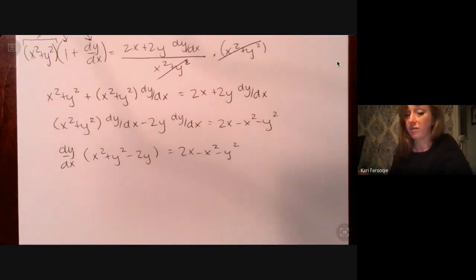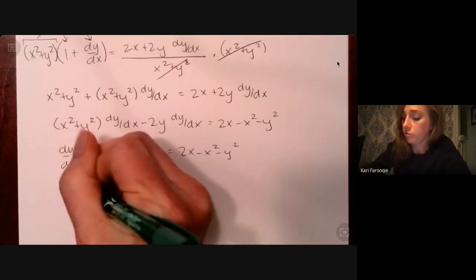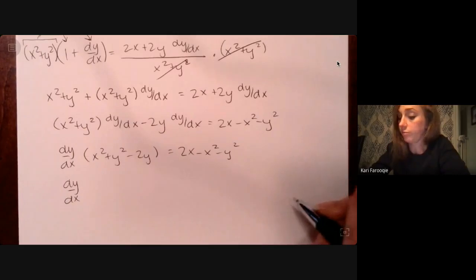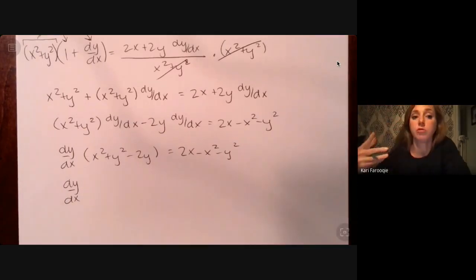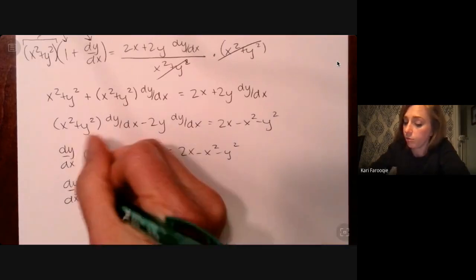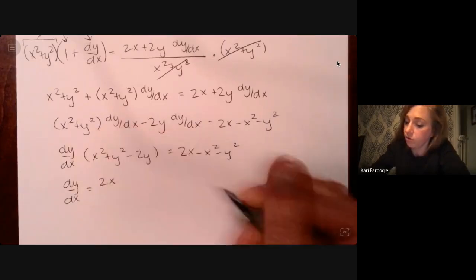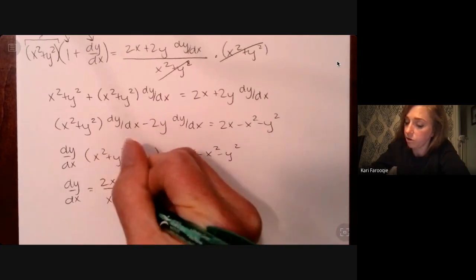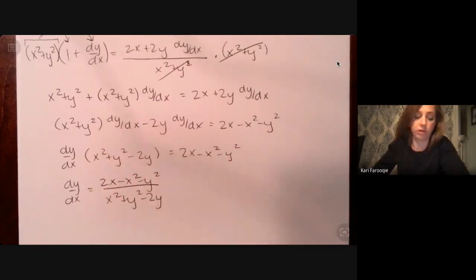And you saw that we had a lot of options in this problem. So I just never want you to think that for these implicit derivatives, everyone's are going to look the same. There are just a lot of things that you could do differently that's going to make your derivative look a little bit differently, at least midway through. All right, we have 2x minus x squared minus y squared divided by x squared plus y squared minus 2y.